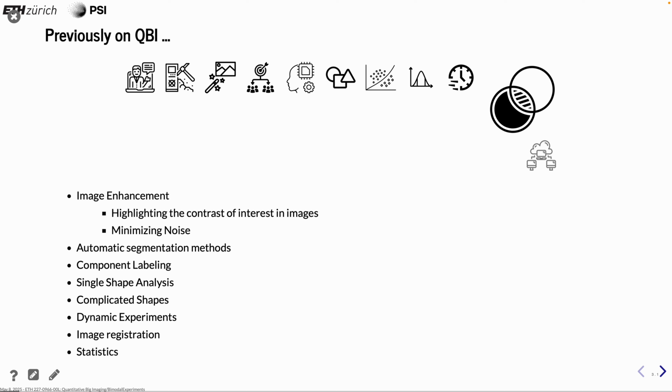An application is going towards dynamic experiments, and there we look into time series of images and what they can produce, and also which problems they can introduce. Important for the dynamic experiments, and actually also for today's lecture, is image registration. And finally, a topic which is about wrapping up what you have learned from the images is statistics. You never get around doing a statistical analysis in order to tell if your hypothesis is correct or not.